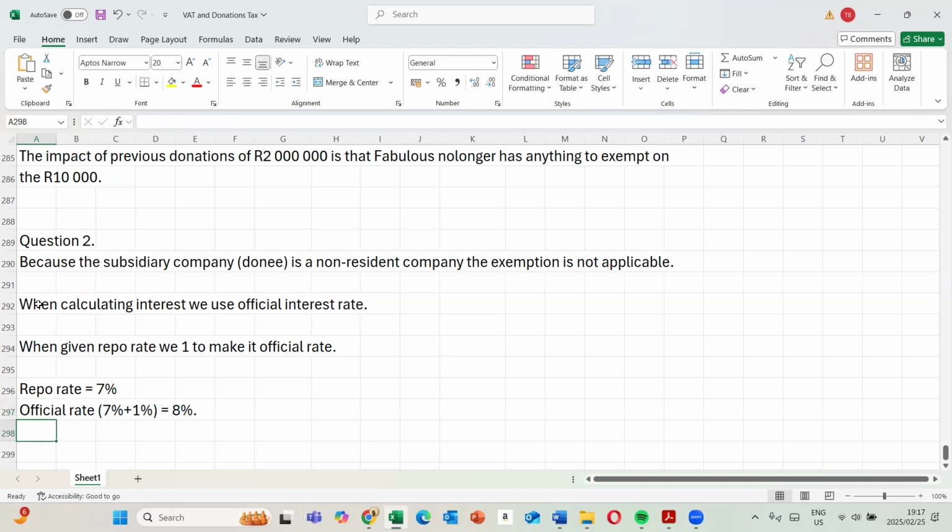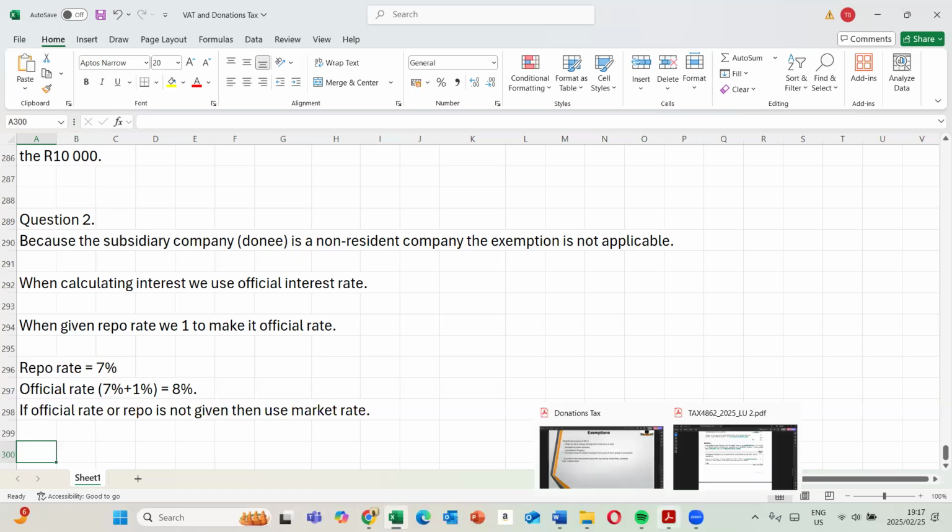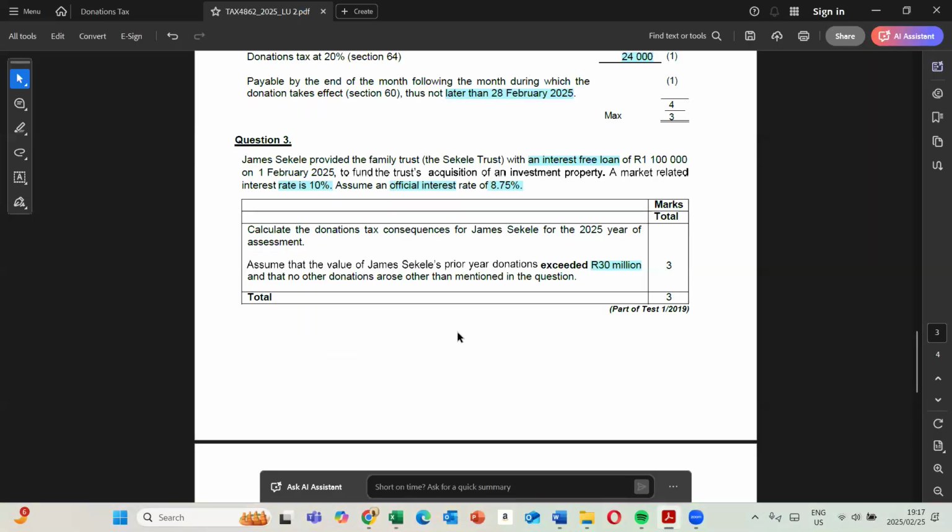I know in your MAC and your FAC, you use the market rate. But when you talk about the interest rate for tax purposes, we use the official interest rate. If the official rate is not given, that's the only time that you can use the market interest rate. So if the official rate is not given, or the repo rate is not given, then use the market rate. That's how we go about it in regards to our calculations there. Are you answered there, ma'am?